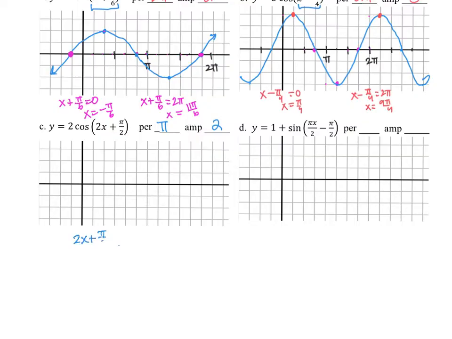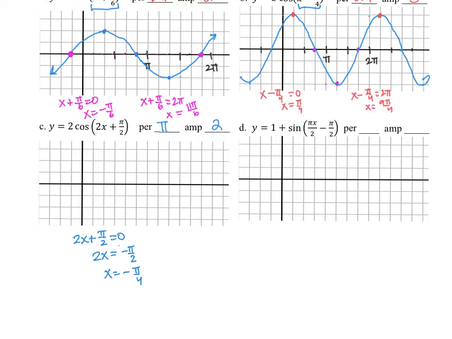So I'm going to just set this equal to 0 to figure out where it's going to start, or what my shift actually is. Okay, divide by 2 or take half. So one cycle is going to start at negative pi over 4, which means I'm shifting left pi over 4.